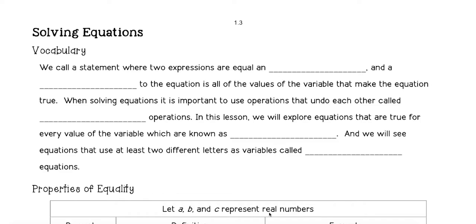All right, this is 1.3, solving equations. So we start off with, we call a statement where two expressions are equal, so the key word here being equal, we call that an equation.